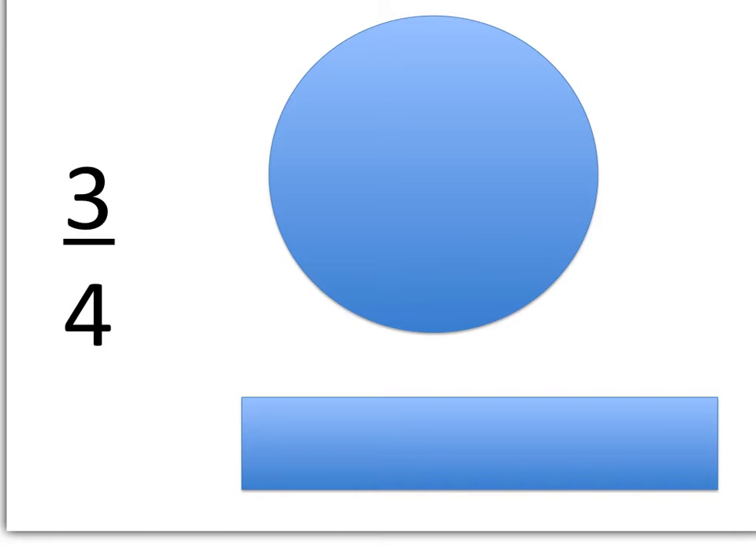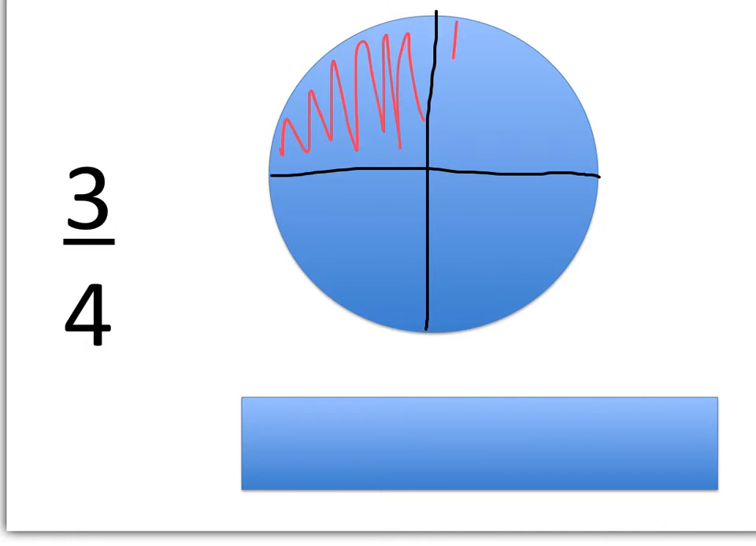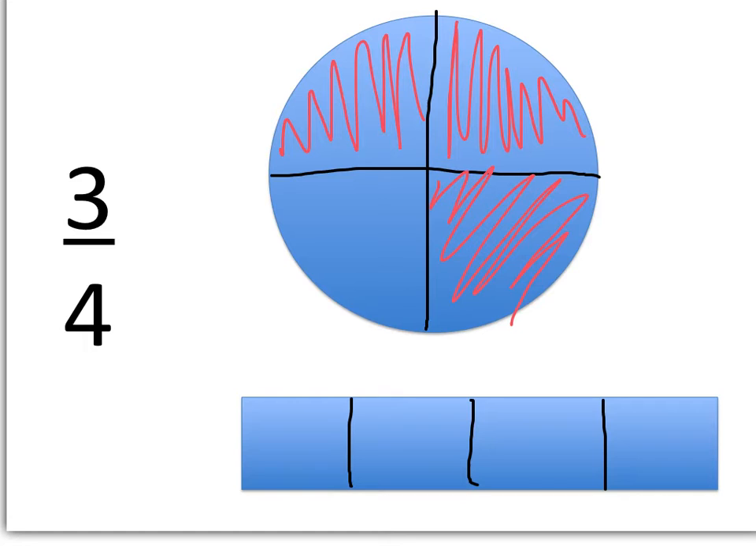To turn our circle into 3/4, we must first split our circle into 4 equal pieces, shading in 3 of the 4 pieces, making 3/4. We will do this also with the rectangle, making 4 equal pieces. We can shade in 3 of the 4.